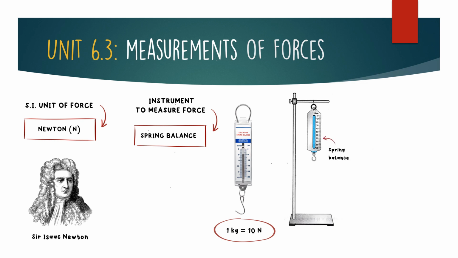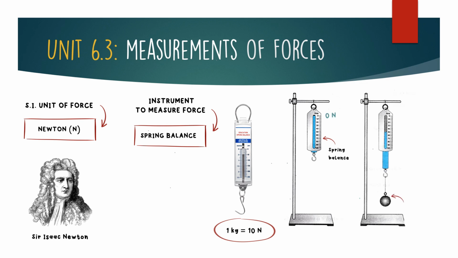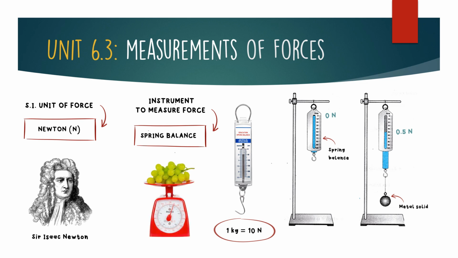Here we have a spring balance. It has a reading of 0 grams, which is equivalent to 0 newton. When a metal solid is attached to the hook of the spring balance, the reading is now 50 grams, which is 0.5 newton. The kitchen scale is also an example of a spring balance because it uses the same mechanism as a spring balance since it contains spring on the inside.